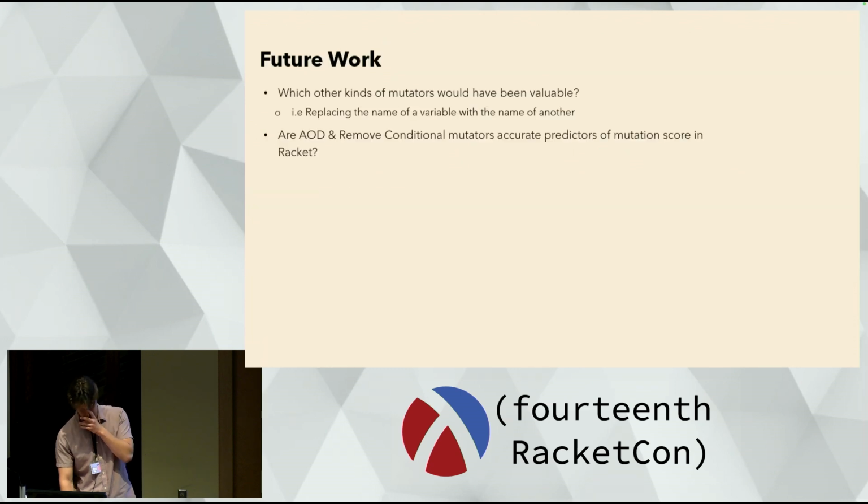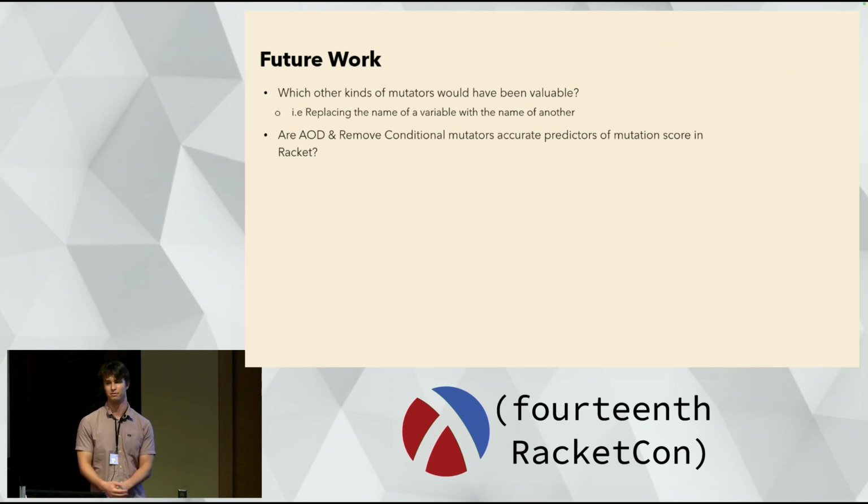And then the most obvious future work that would come out of this would be to implement more mutators into the mutation engine. I really only looked at 2 of them. And we were basing this whole work off of the Java work, where these 2 mutators were the predictors of the rest of them.